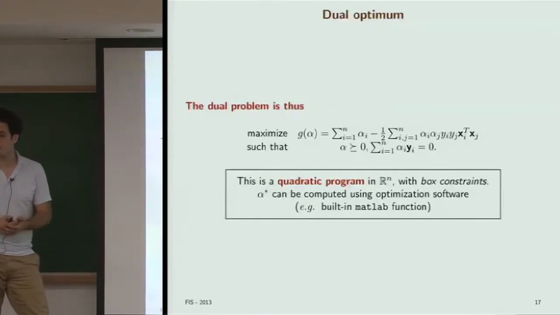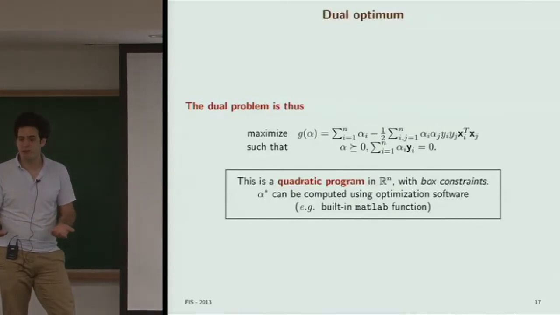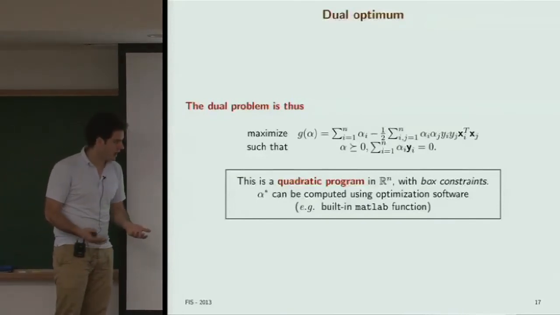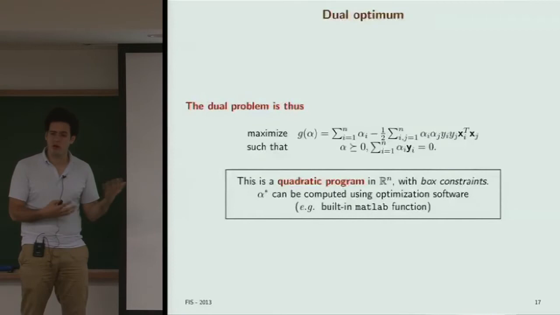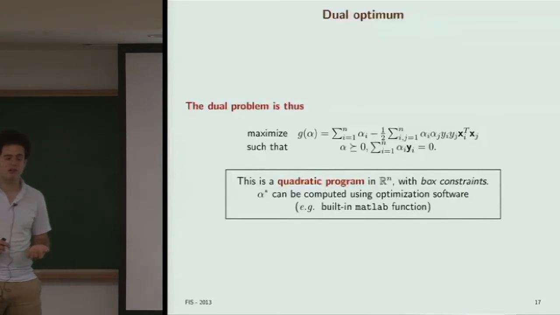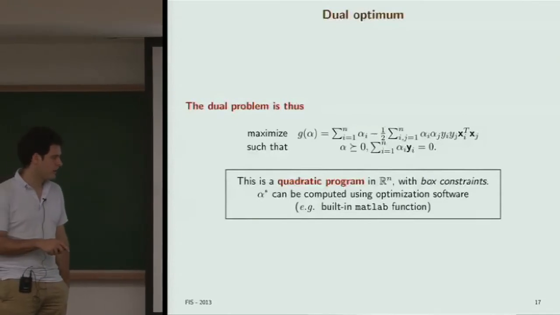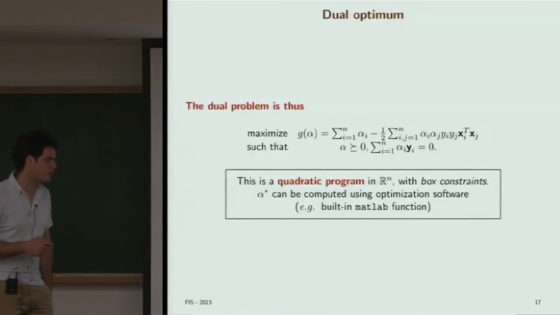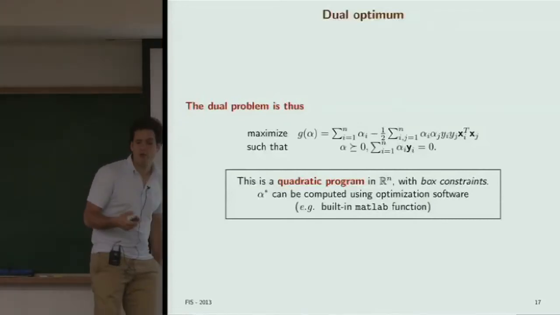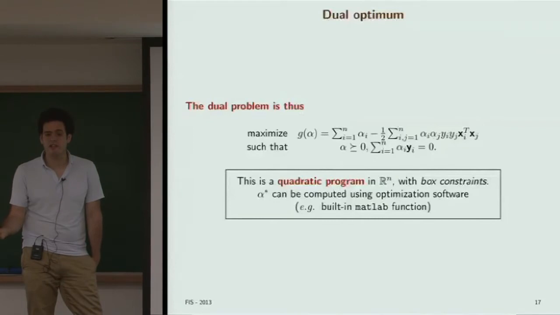It's an open topic. People think that it's better to optimize the SVM directly in the primal. Other people think it's better to optimize it in the dual. But as you will see, it's not just a question of optimization. It also opens the door towards another interpretation of the SVM, which I will give later, and that's the relationship with kernel methods. So again, this is a quadratic program in R^n with box constraints, so alpha star can be computed using optimization software, built-in MATLAB or R or Python functions. The motivation is that sometimes for a primal problem, the dual is easier to compute, and this is a typical example.